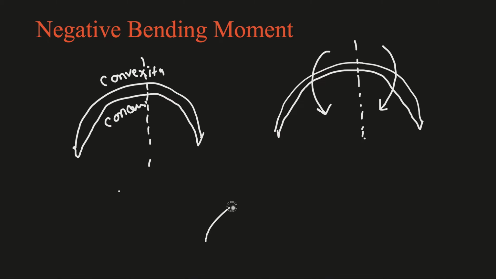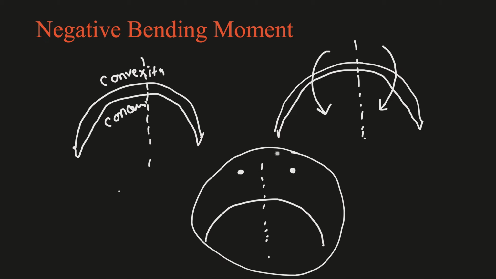Or a very simple trick, I know this is very interesting for you and easy to remember. When the beam is bending like this, you can see this is like crying. Negative thinkers will cry. This is generally referred to as hogging, negative bending moment, hogging. That is how the beam looks when it is bending.